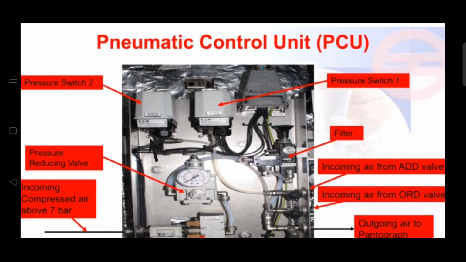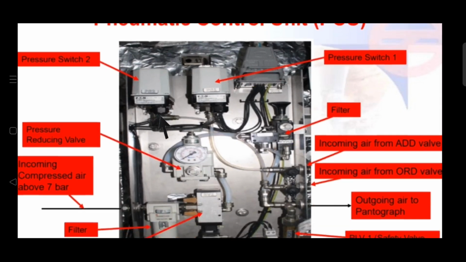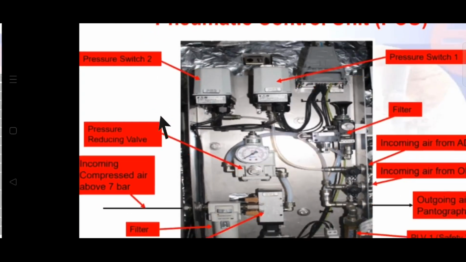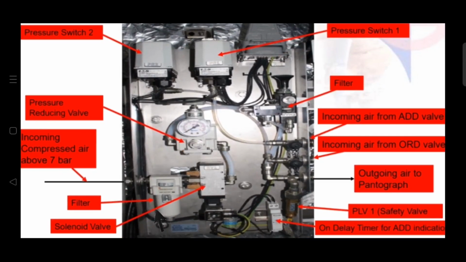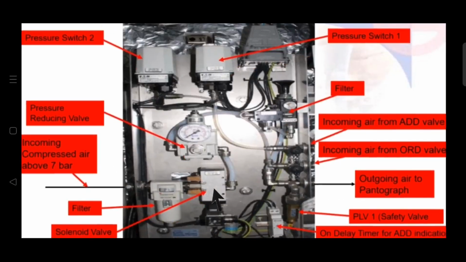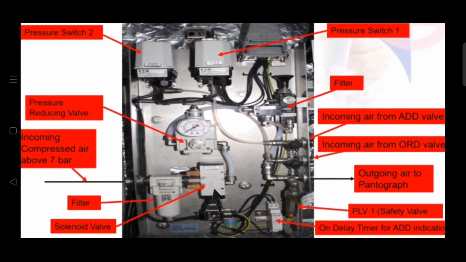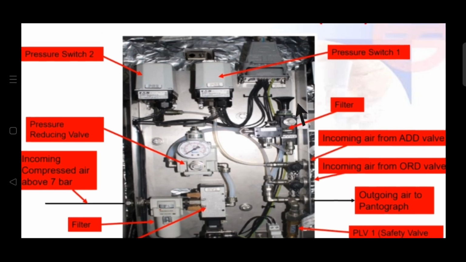In the pneumatic control circuit we will get different switches. This is pressure switch 1, this is pressure switch 2, and this valve is known as the pressure reducing valve. And then we have filters and a solenoid valve. What are the functions of all these components integrated in the pneumatic control circuit? We will have a discussion over this topic. And then we have an on delay timer for ADD indication, which is located over here. And then we have the PLV1 safety valve, then outgoing air to the pantograph, incoming air from ORD, incoming air from ODD device, and then a filter and pressure switch.